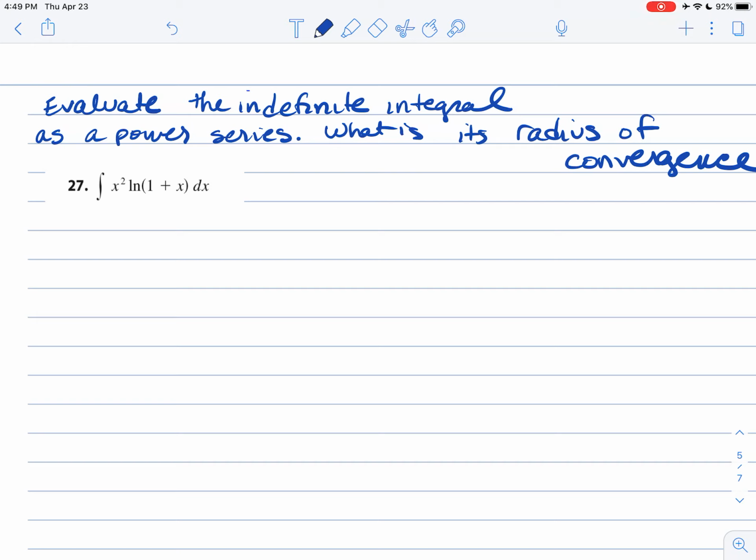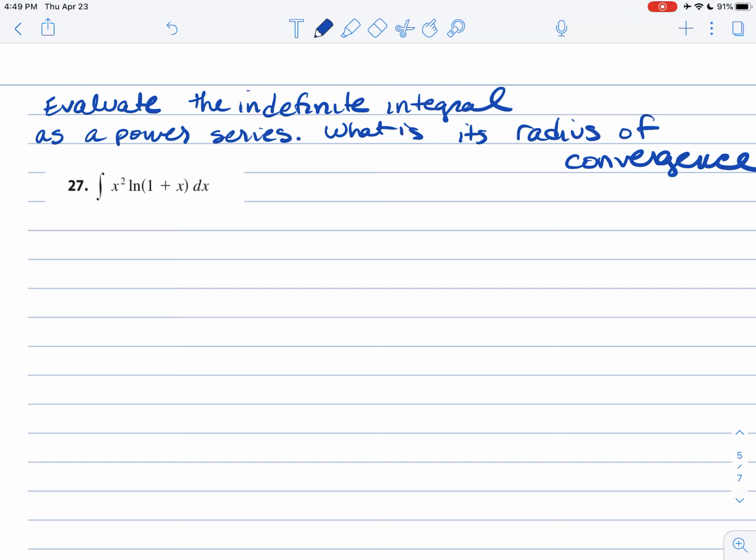Greetings. This is back to Chapter 11, Infinite Sequences and Series. This is a continuation of Section 11.9, which is dealing with representations of functions by power series. So I'm going to go over an example here.